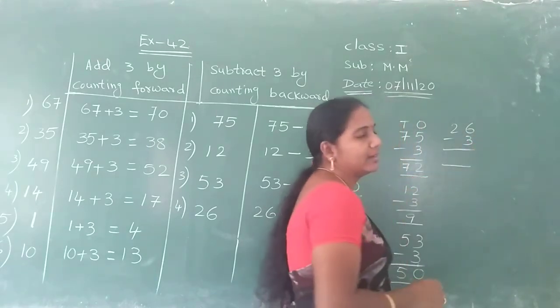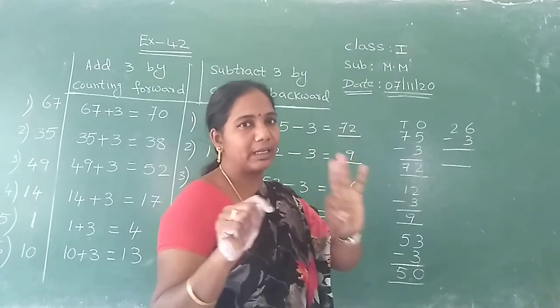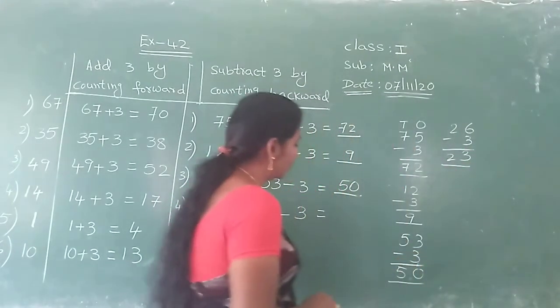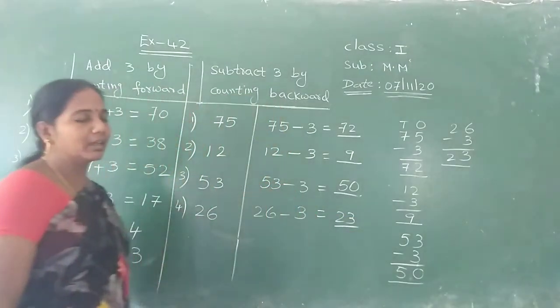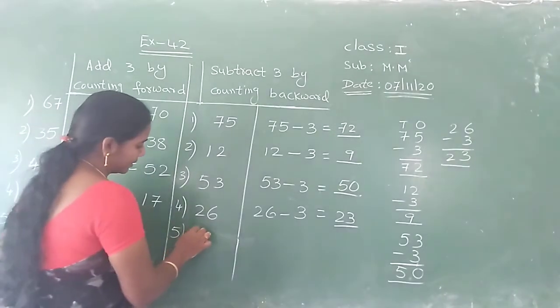6 minus 3. Take out 6 fingers and close 3. How many are there? 3. Here 2. So how much you got, Nana? 23. Okay. Next. Next.